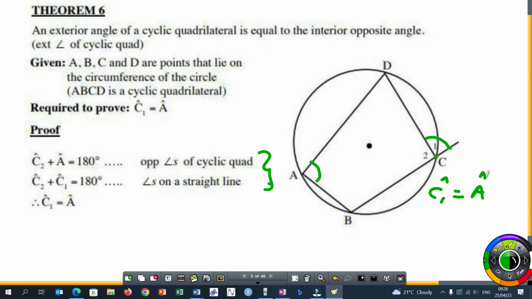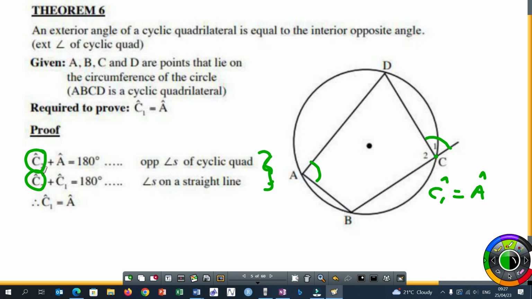And that originates from the fact that angle C2 is related to both C1 and angle A from these two equations. So angle C2 plus A will give you 180. Angle C2 plus C1 will also give you 180 degrees. So C2 becomes a common angle. Therefore, since the right-hand sides are equal, we can equate the left-hand sides, and the C2 is going to cancel out, and you are going to be left with C1 equal to A.